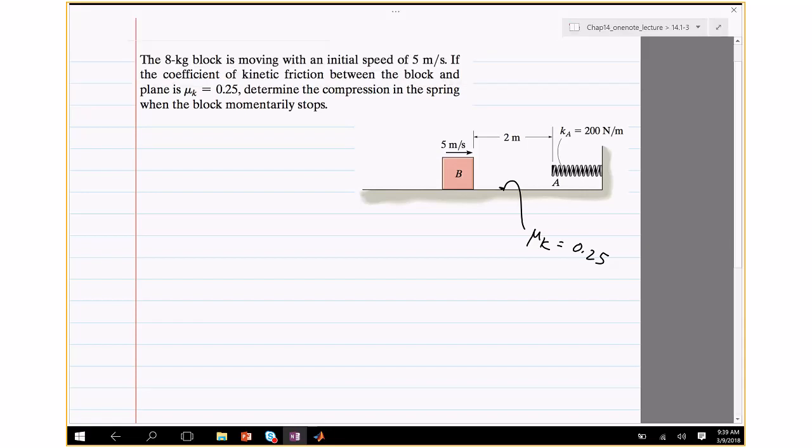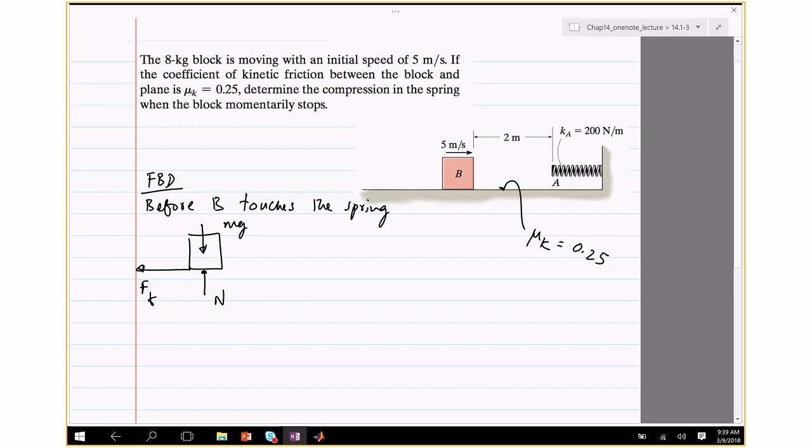Okay, so first of all, there are springs involved, there are forces involved, so it's a kinetics problem. So let's draw the free body diagram. Before B touches the spring, before it makes contact with the spring, we would have the normal force, mg, and then there is a friction force which is decelerating the block.